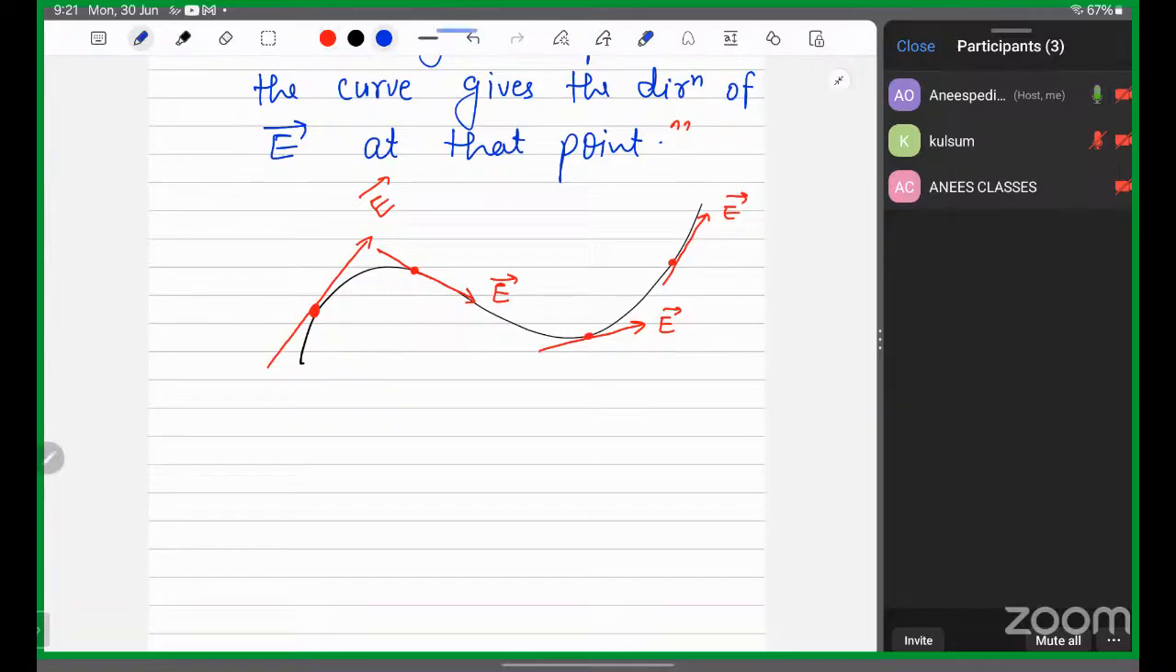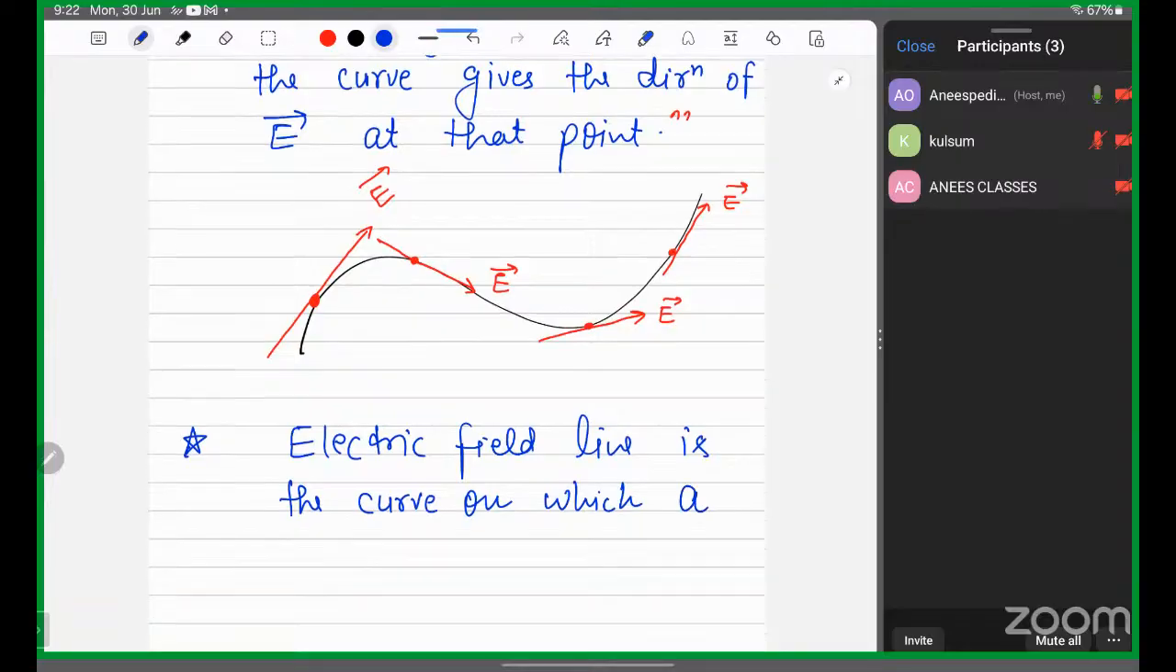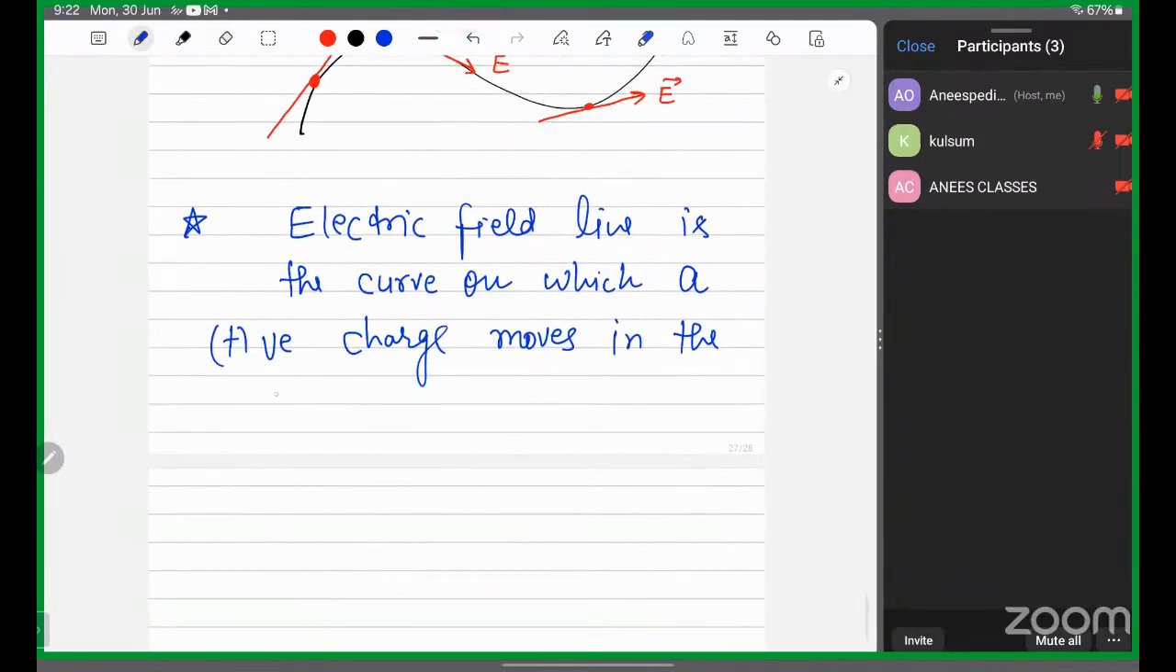So it can also be stated as: electric field line is the curve on which a positive charge moves in the direction of electric field E.